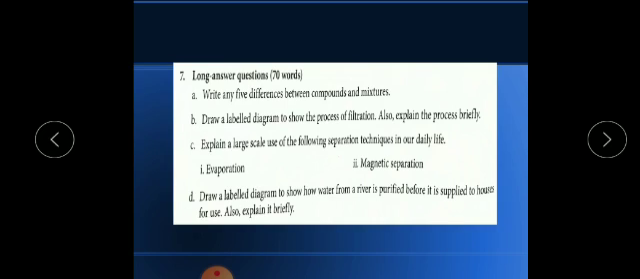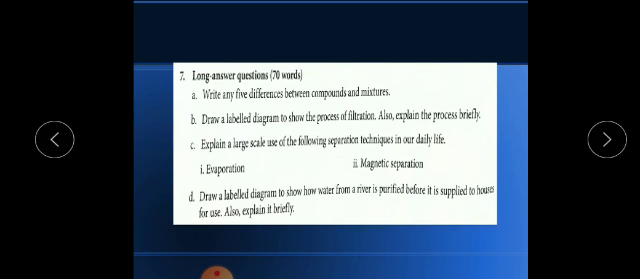by your own. Now then they are saying draw a labelled diagram to show the process of filtration. So this answer is on page number 34. Activity number 6 is fully explaining the process of filtration. So you can read.